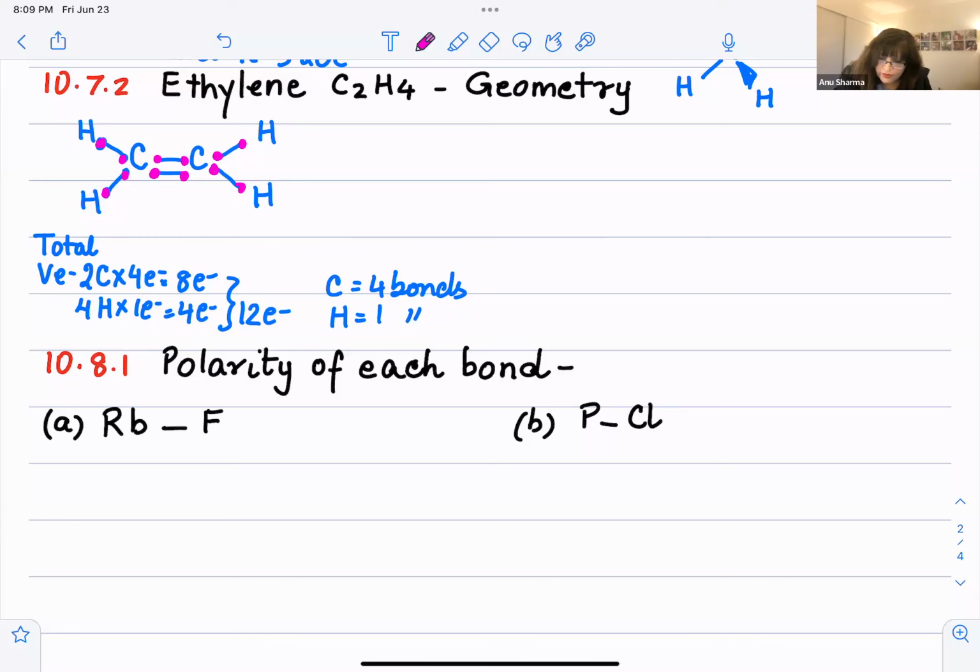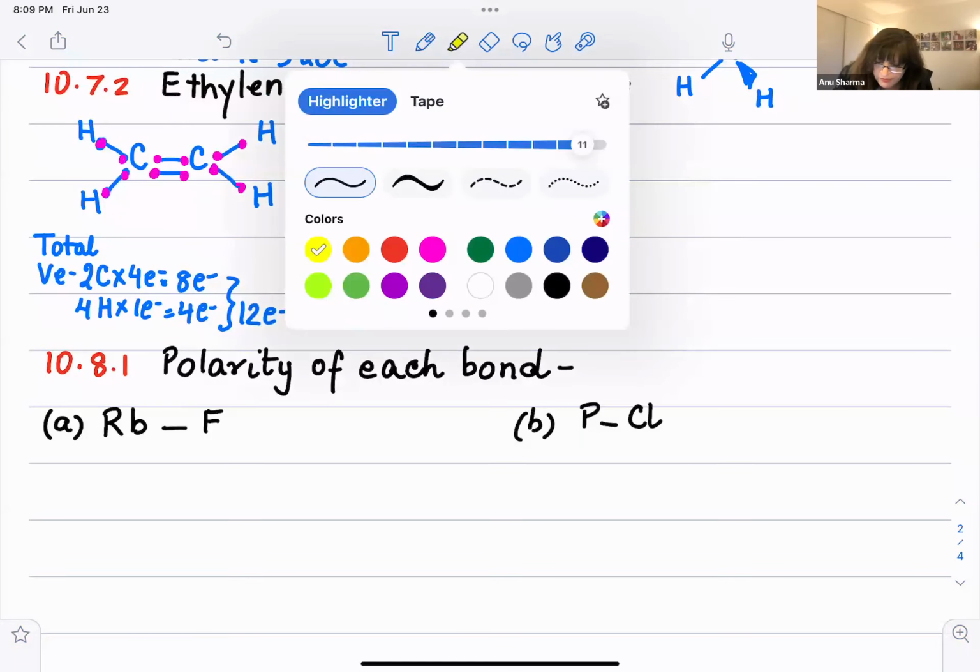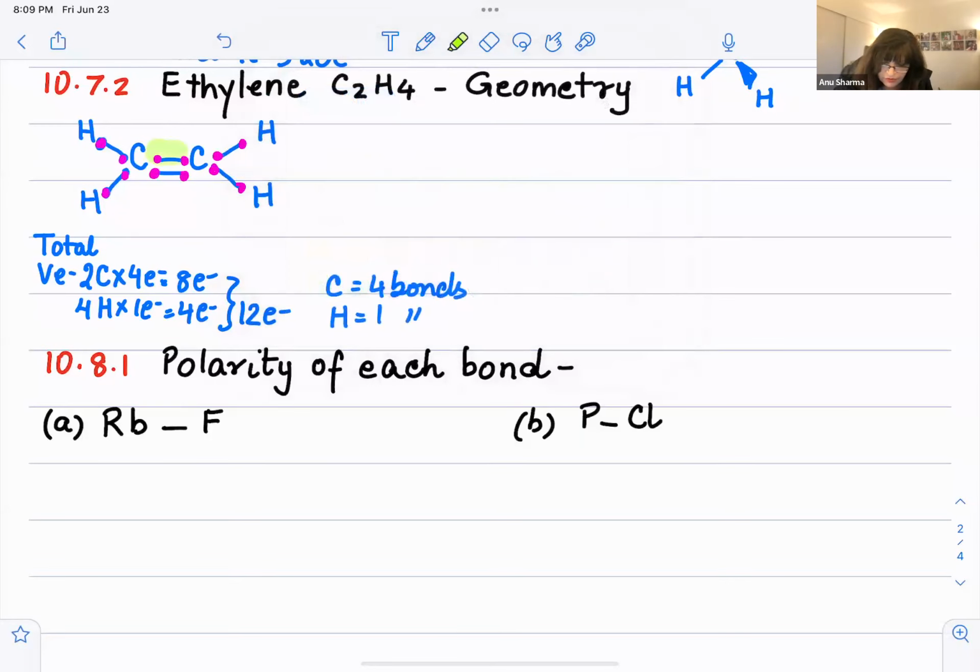Got it? So what are the 4 electrons? Double bond means two single bonds. 1 single bond here, 1 single bond here. So carbon is making 1, 2, 3, and 4. The other carbon is also making 1, 2, 3, and 4. So each carbon gets that. Each carbon has its octet met. So 1, 2, 3, 4, 5, 6, 7, 8. Hydrogen only wants to make 1 bond. Hydrogen is making 1 bond. So this is the arrangement.